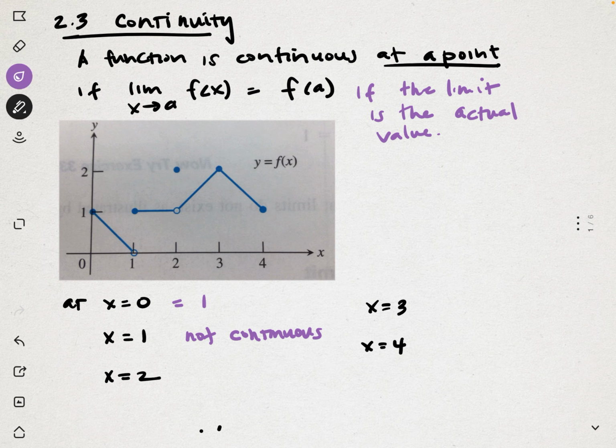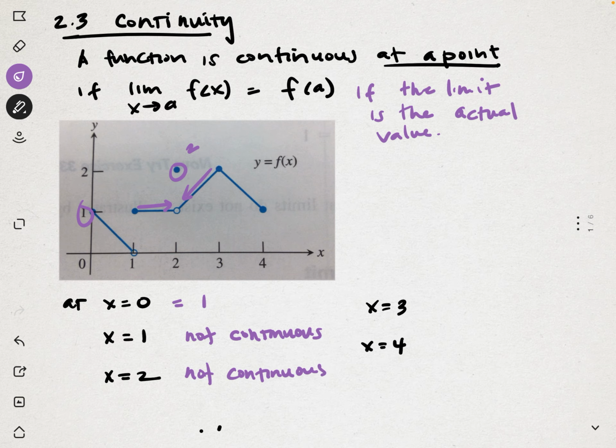For x equals 2, the limit as we approach from the left and from the right is 1, excuse me, but the actual value is 2. Because the limit is 1 and the actual value is 2, they're not the same. It's not continuous here either. Not continuous.